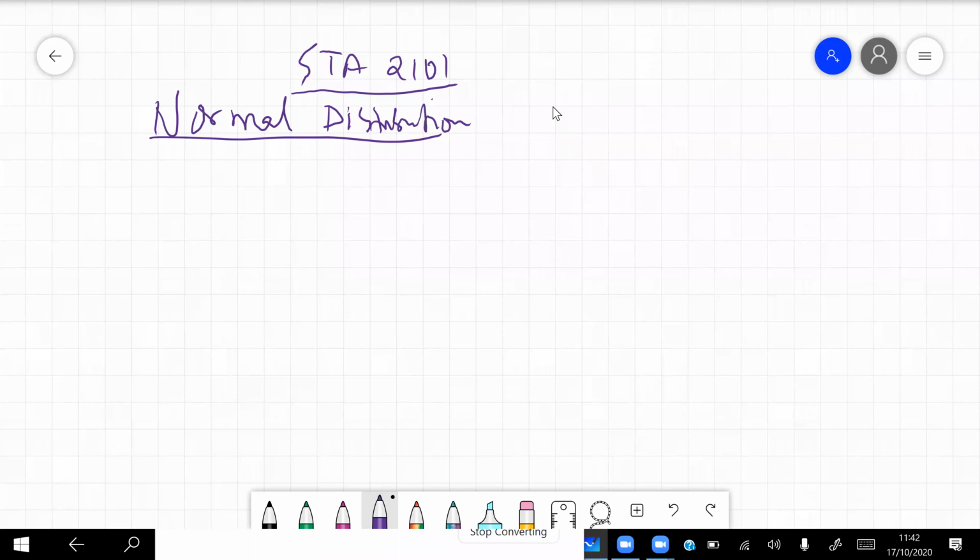In today's class, we shall be looking at the normal distribution, which, as we mentioned in our first lecture, is a type of continuous probability distribution. In the last two lectures, we have looked at the binomial distribution and the Poisson distribution. Those two are examples of discrete probability distributions.